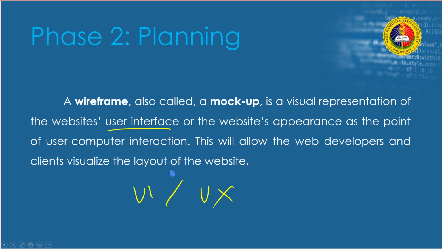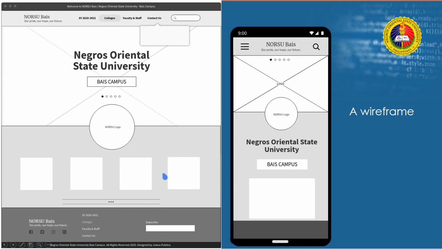So once you already prepared the sitemap, the next thing is you have to prepare a wireframe. A wireframe is just, in other words, a mock-up. It is a visual representation of the website's user interface or user experience. So you're going to illustrate how the website is going to look like physically. You're just going to illustrate, sketch how the website is going to look like. This will allow the web developers and clients to visualize the layout of the website.